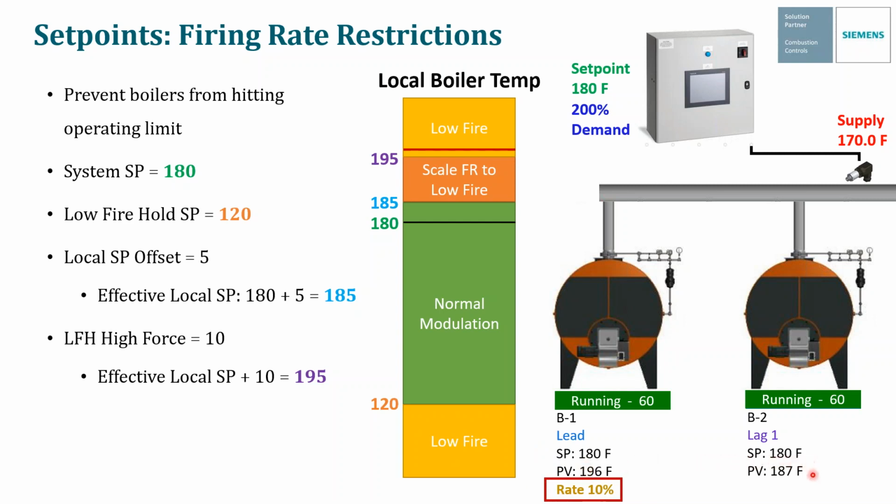For boiler 2, our process variable is 187 degrees Fahrenheit, which puts us right in here in the orange range. And so our firing rate is going to be between high fire, which is where it was at 185 degrees, and low fire, which is where it would be at 195 degrees. Okay, so it's starting to scale back and it's down to 92%. Since it's above the local set point, but still below the 195 where our low fire hold high force value puts it, okay? It's a somewhat complicated topic, but again, it's in place there to make sure that we don't overshoot the local set point so badly that we actually turn off the boiler, which is not what we want in this situation.